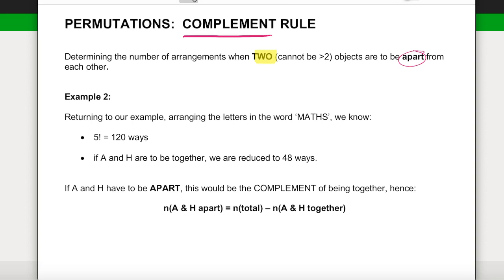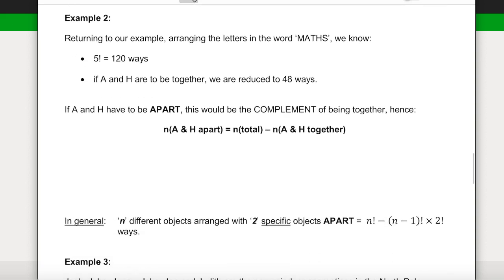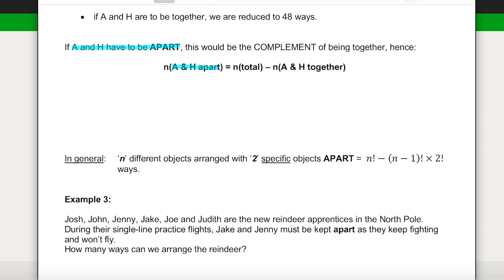So using our example of the word maths, we know we've got 120 ways they can be arranged without restriction, and A and H together reduce it to 48 ways. So let's consider now, if A and H have to be apart, this would be the complement of them being together. So to find that, we can take the total without restriction, which we know is 120, and subtract the number where A and H are together, which we found to be 48, and that will leave us with 72 arrangements.